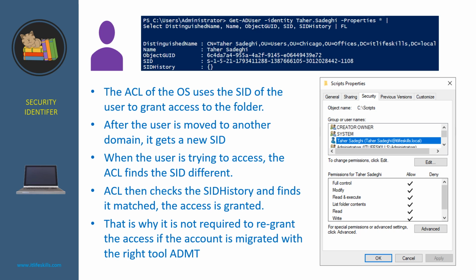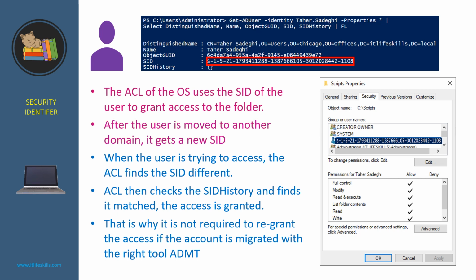Let's analyze a practical example with security identifier. In this example, this user has been granted the full access to the scripts folder, and behind the scene, the access list of the operating system uses the SID of the user to grant the access. So it uses the SID instead of the name.